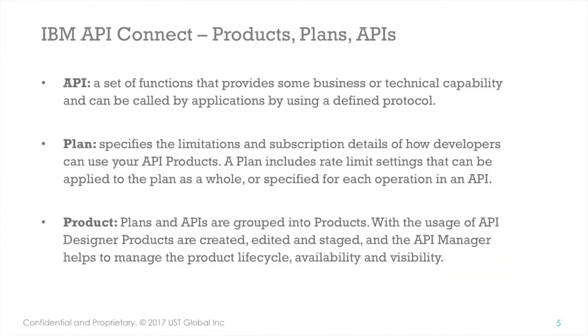So we have APIs as a set of functions that are giving us some capabilities, let's say business or technical, and they're using some defined protocols. And we have plans that are restricting somehow the different capabilities of the API in terms of rate limits or who is consuming those APIs. And then we have the products. That is a way of grouping plans and APIs, and to give certain life cycle management around the APIs and the plans.